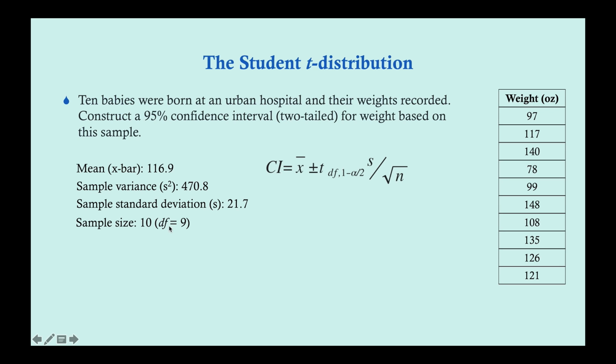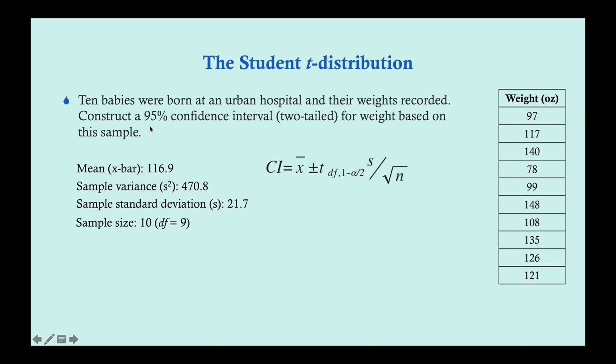So also you know your degrees of freedom. That's going to be important for knowing t. So you've got x bar, you've got s, you've got n, you need to know t. In order to find t, you remember what you need to know: you need to know your alpha, and you need to know your degrees of freedom. So what's your alpha? Well, your alpha here is going to be 0.05.